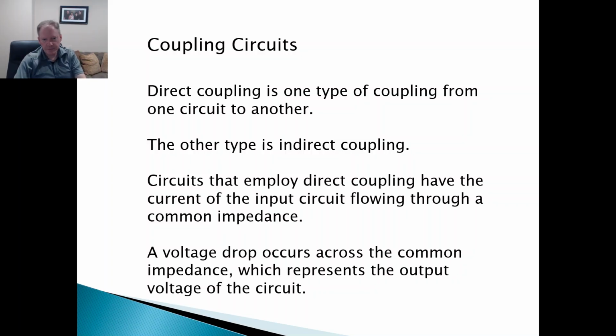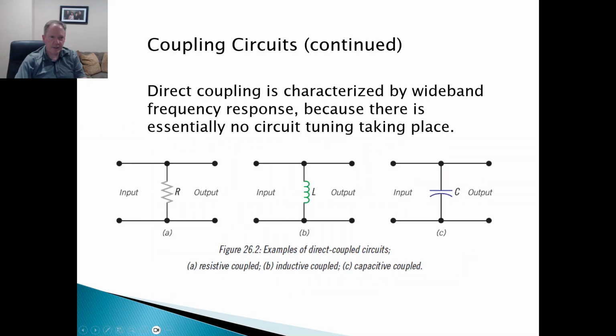So let me see something here. All right, so the way that's working here is the direct coupling is characterized by wideband frequency responses. So we can have just a resistive circuit, which will have a power loss there, right? Because we will drop power in the form of heat across this resistor.